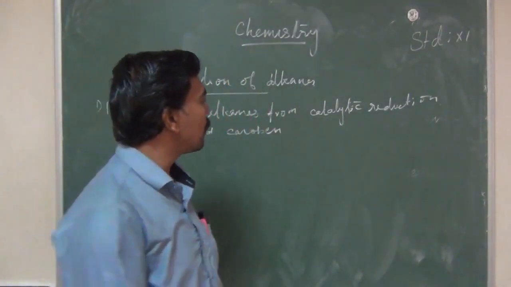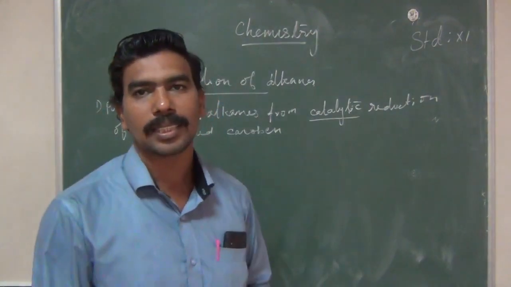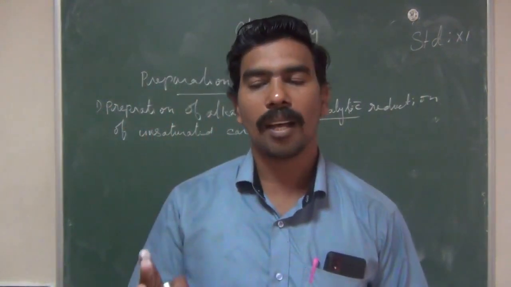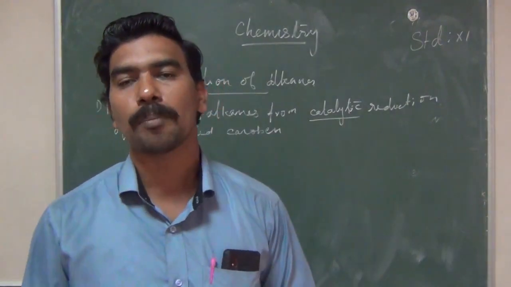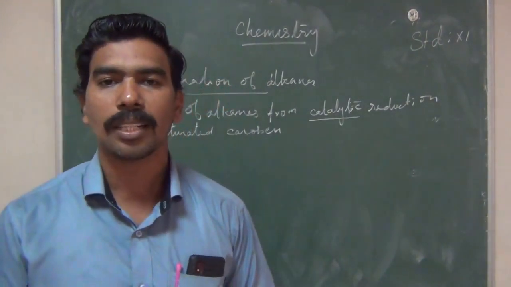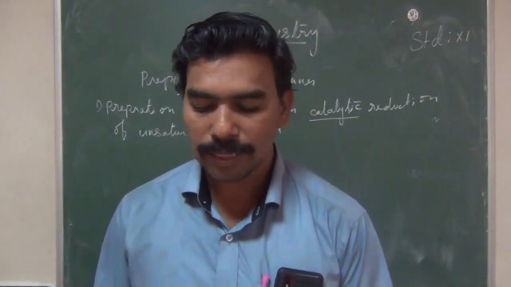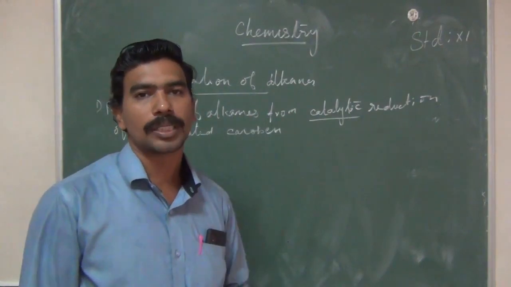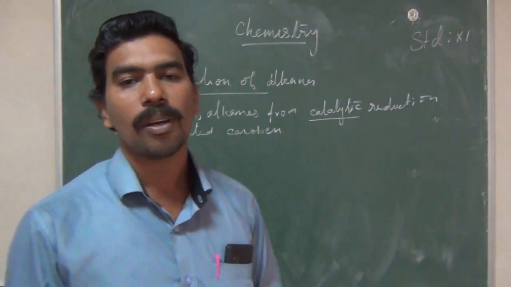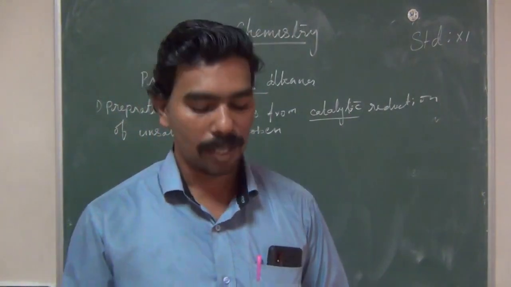Catalytic means a catalyst is used. What is a catalyst? The catalyst does not react or get involved in the product, but it speeds up or slows down the reaction. That is a catalytic reaction. Then this is a reduction reaction. Reduction, you know, is addition of oxygen or addition of hydrogen. Sorry, removal of oxygen and addition of hydrogen.